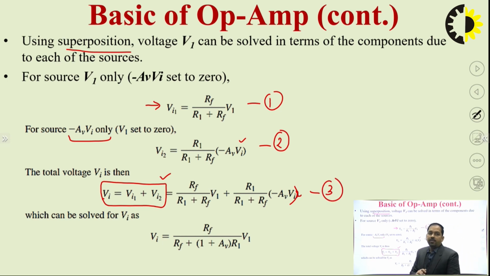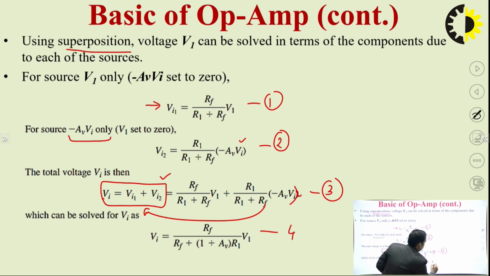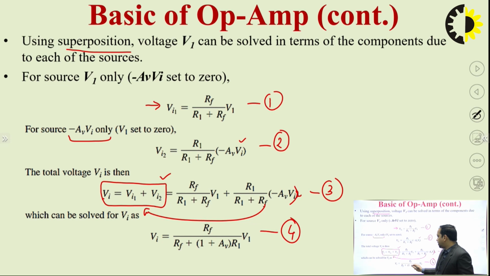So after simplification, we want to have this equation in terms of Vi and V1. This is Vi. We are going to move this particular term to the left and will obtain an equation which is Vi equals Rf divided by Rf plus 1 plus AV times R1, multiplied by V1.